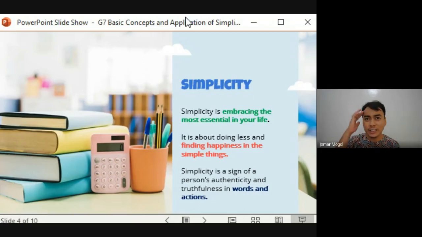Kinakailangan kung anong iniisip mo, yun dapat ang pinapakiramdaman mo, o laman ng puso mo, at yun din yung gagawin mong action. In other words, we have to combine the 3 elements or the 3 ingredients of man, the words and actions, into one. Kinakailangan mag-isa sila, in-synchronize dapat, for us to fully manifest and live out the virtue of simplicity.